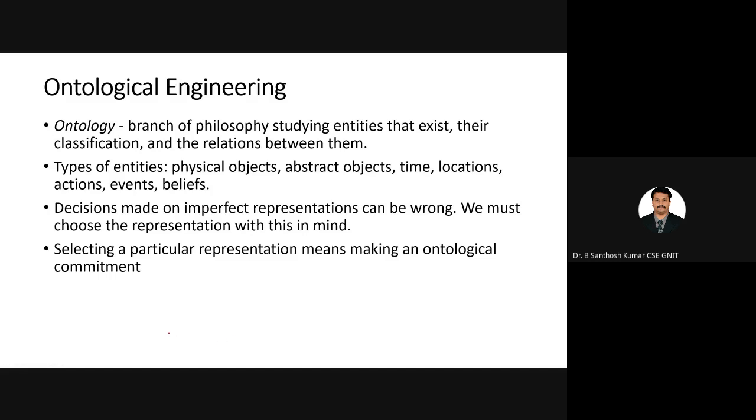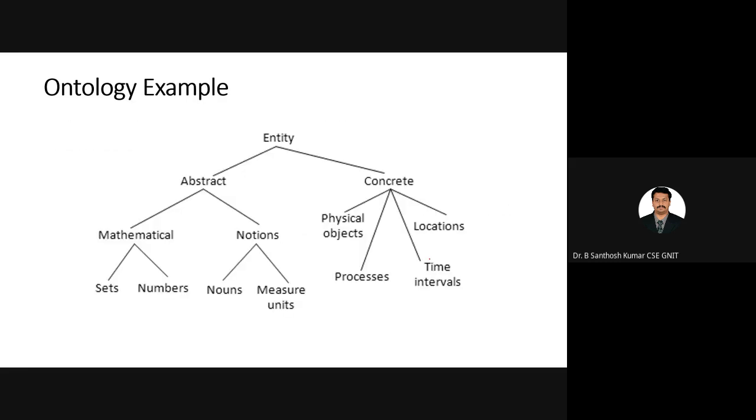The decision made on an imperfect representation can be wrong, so we must choose the representation with this in mind. Selecting a particular representation means making an ontological commitment. For example, an entity may be classified as abstract or concrete. Abstract may be mathematical or notations. If it is mathematical, it is sets and numbers. If it is a notation, it is nouns and measure units. Or the entity may be concrete, meaning it may be a physical object, or a process, or it may have time intervals, or it may have locations.